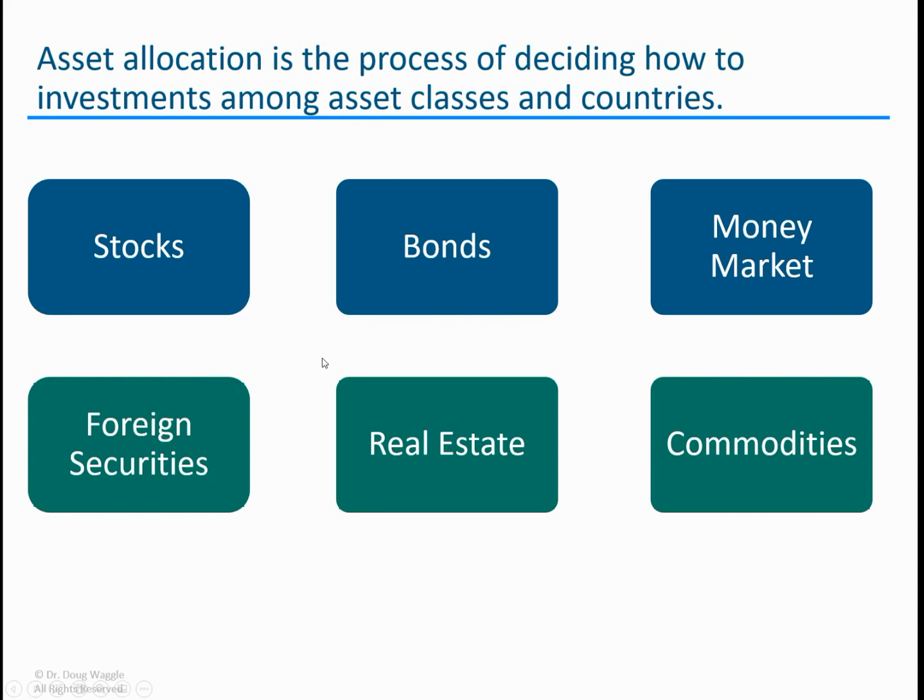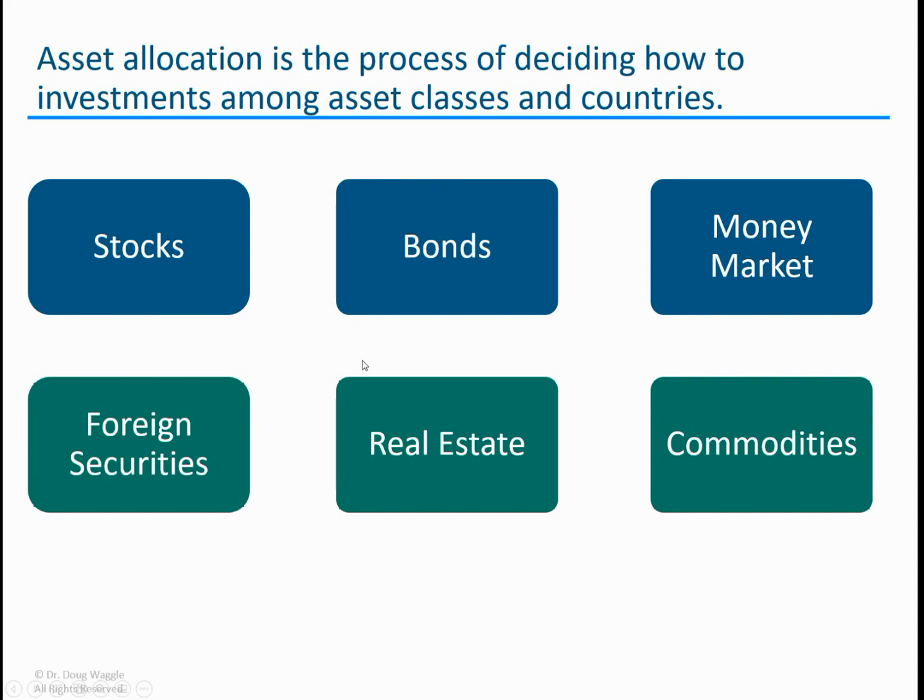We'll see later that there are mutual funds and ETFs, so you can buy a whole global portfolio with one purchase. Real estate, there are investment real estate securities that you can buy. Instead of having to buy them directly, you can buy them through mutual funds and ETFs, the same with commodities.